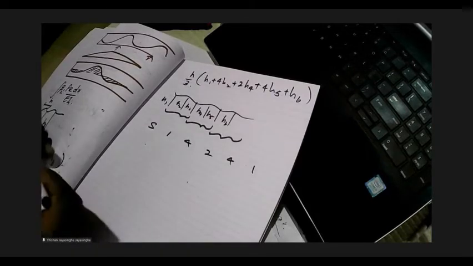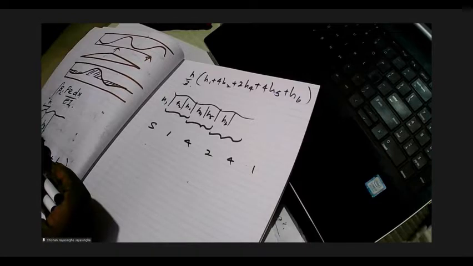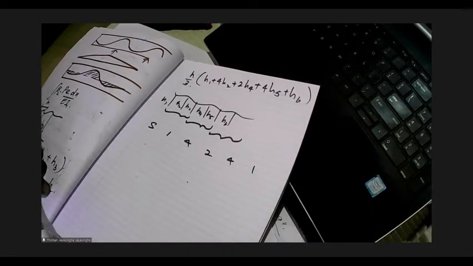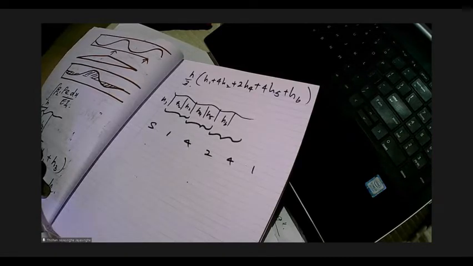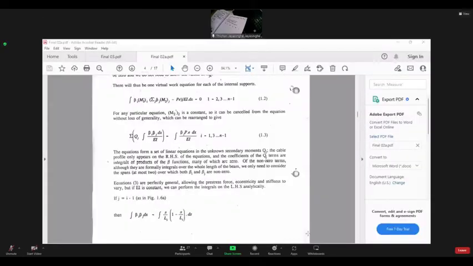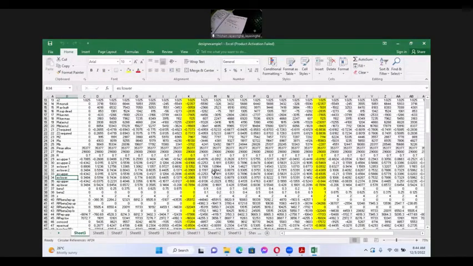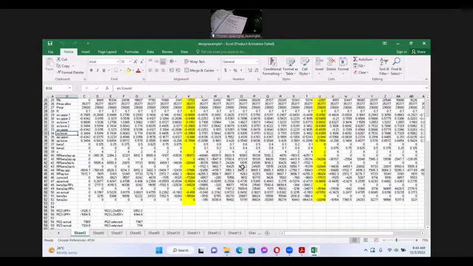So in the spreadsheet also we have to arrange it like that to find the area of this diagram. So this is what I have done in this spreadsheet. I'll share the screen again. So here you can see, to find the secondary moments, you can see here I have used.